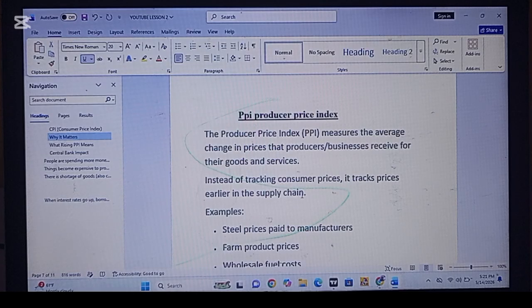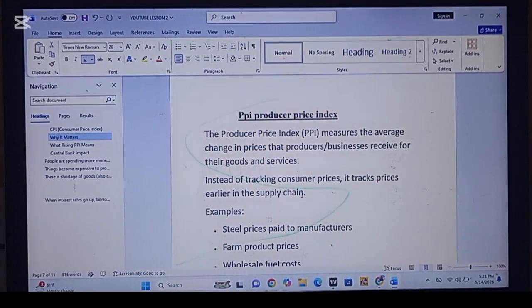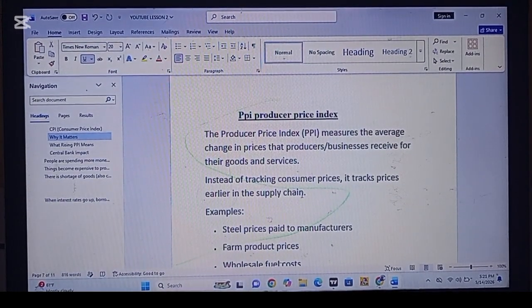So if the prices of making these goods or services are high at the producer level, why do you think you as the consumer will get those goods at a lower price? That is a lie. If the prices of producing these goods are high, then you as the consumer will get even double the price, because you're the last person in the supply chain. I never did business, but I hope you get it.